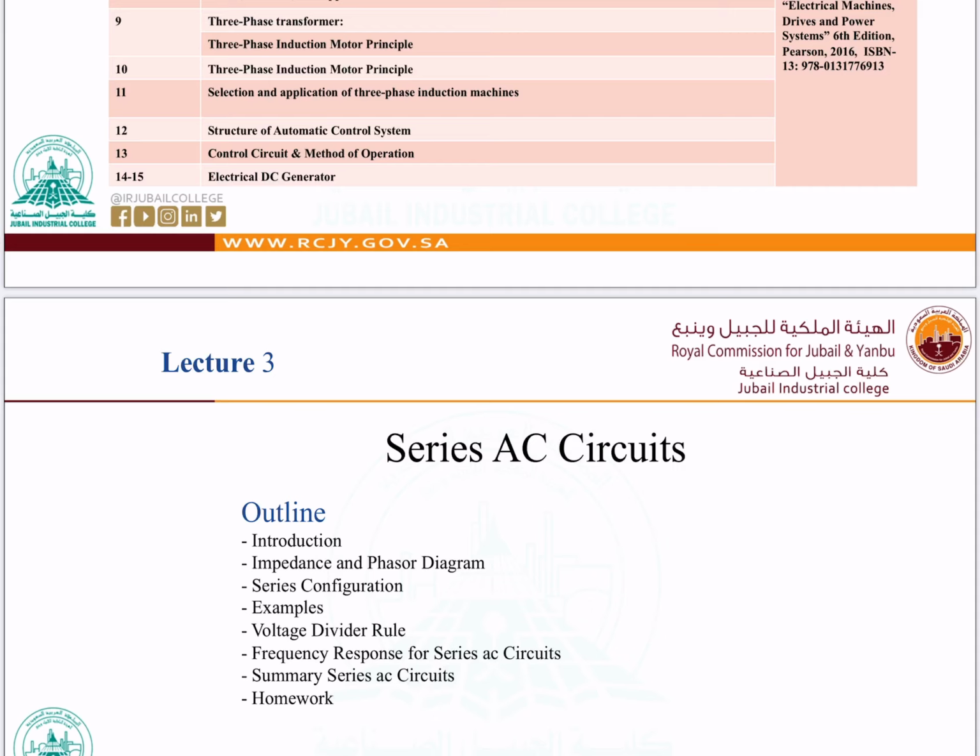We are going to see the series configuration. We will take some examples. We will inshallah do some examples for the voltage divider rule. We are going to see also the frequency response for series AC circuits. We'll take a summary for the series AC circuits, and we'll go through some homework, okay?